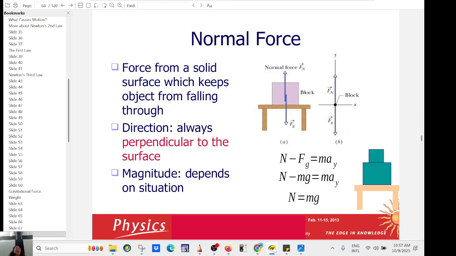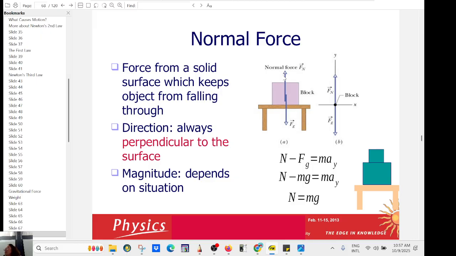Let's move on. Okay, so we have the weight. Let's look at another force, which is not that intuitive, and it's called the normal force. So what does normal mean? It doesn't mean that you have an abnormal force. Normal is a mathematical term, and it means perpendicular. It means that the force here will always be perpendicular to the surface.